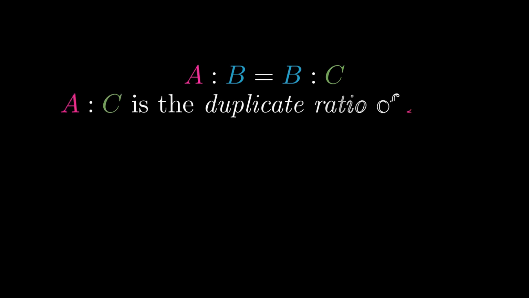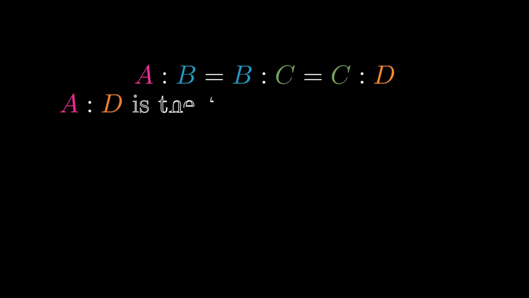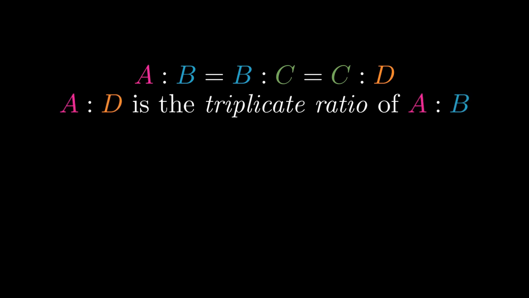It is said that A is to C is the duplicate ratio of A is to B. This is because, it turns out, A is to C as A squared is to B squared. If A is to B as B is to C as C is to D, then A is to D is the triplicate ratio of A is to B, because it turns out that A is to D as A cubed is to B cubed.